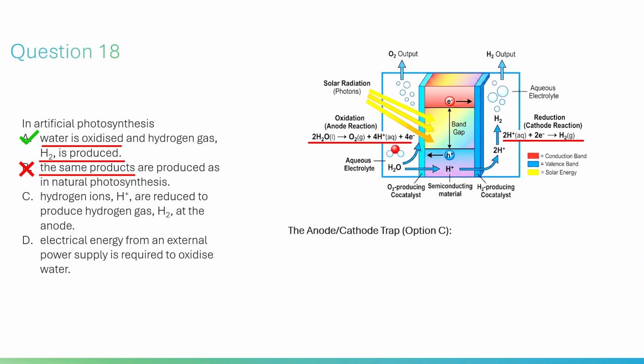The anode-cathode trap, option C. While hydrogen ions are reduced to H2, reduction always occurs at the cathode, not the anode.